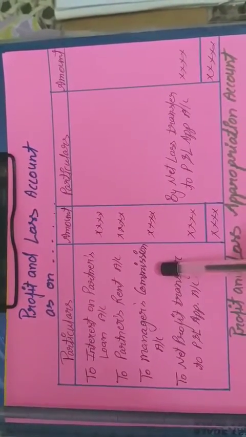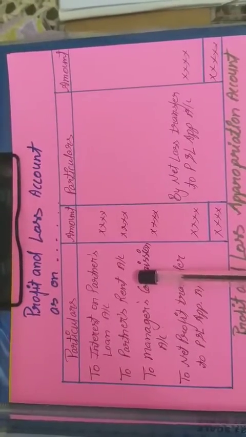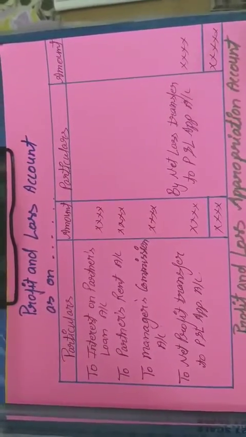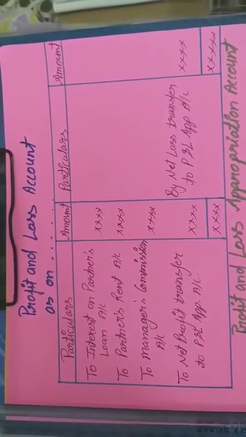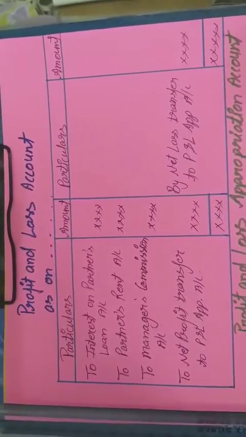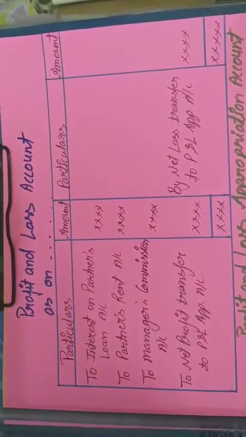Many times students are confused whether this will come in a partner's capital account or not, whether this will come in a partner's capital or current account or not, and this one also. So let's see some journal entries which we are going to solve. According to that, you can understand more. So here are some journal entries related to the first one.